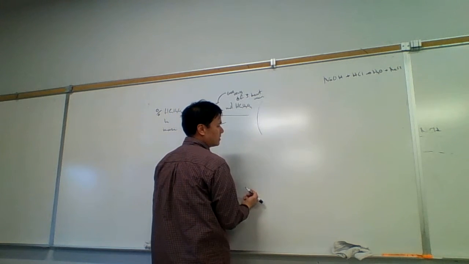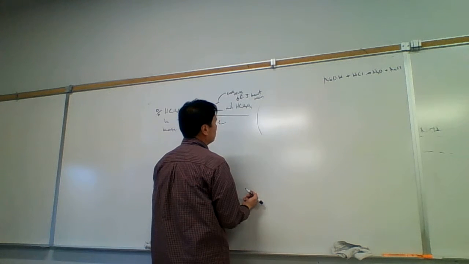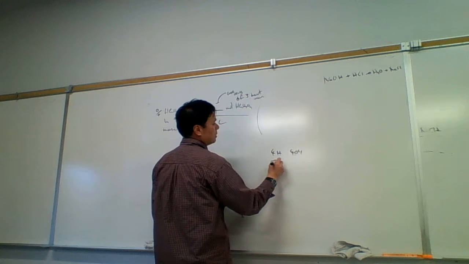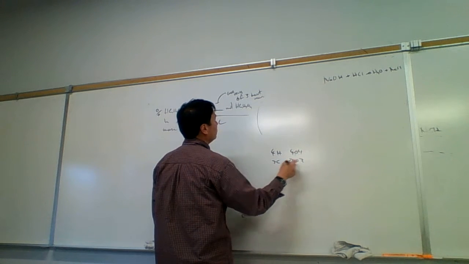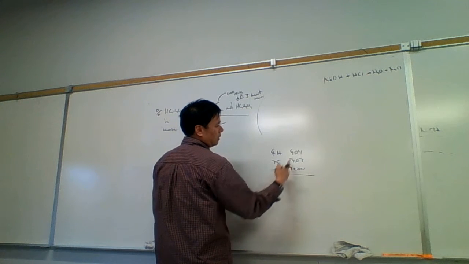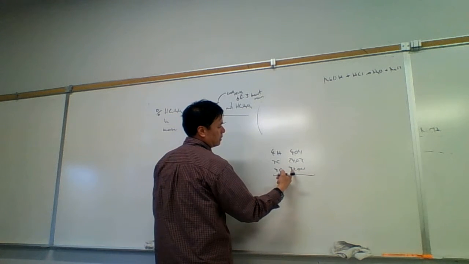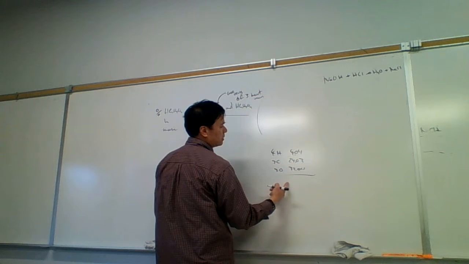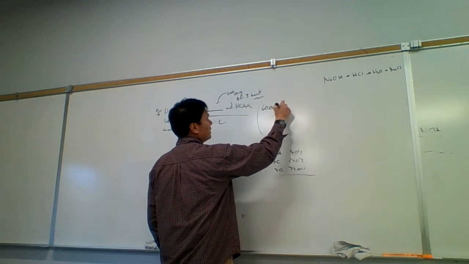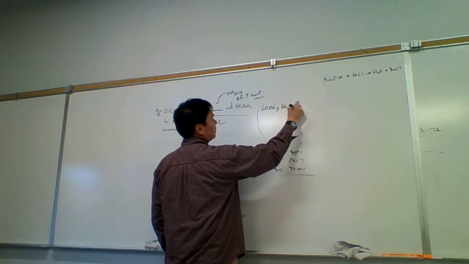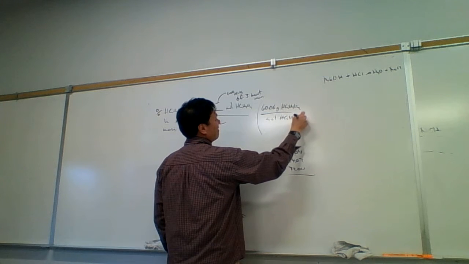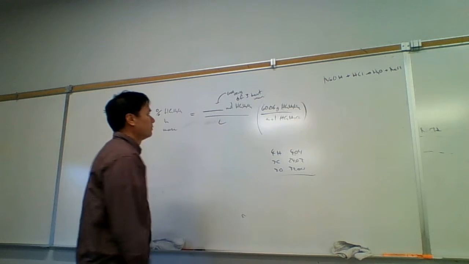What is the molar mass of acetic acid? 4 hydrogens, 4.04. 2 carbons, 24.02. 2 oxygens is 32.00. And so this is 60.06 grams of acetic acid per mole of acetic acid. So we have grams of acetic acid.